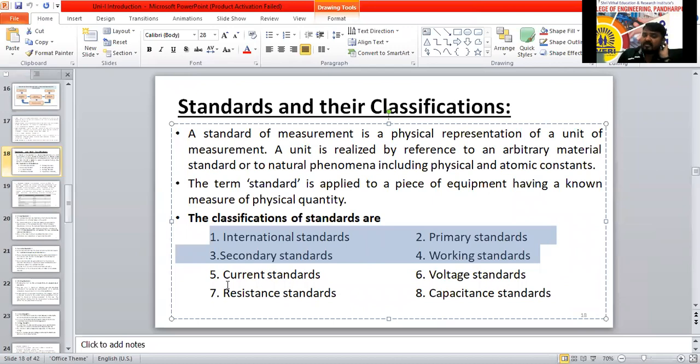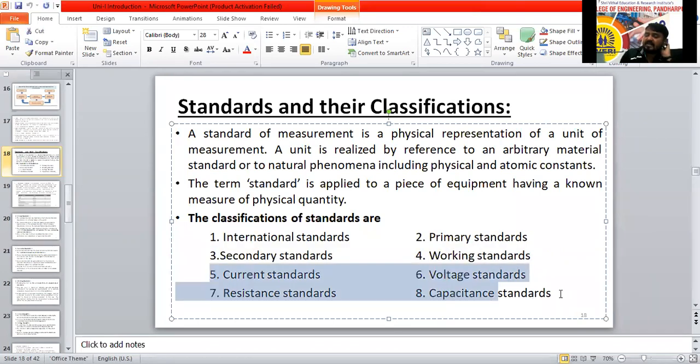But the 4, 5, 6, 7, 8 are related to the circuit branch students. Circuit branch means ENTC, electrical, instrumentation, CSC, and all those. Current, voltage, resistance, capacitance. Since you are studying for the electrical branch, we have added these. In these 4 only we will cover all the things, even the current standards and voltage standards we are going to cover here.